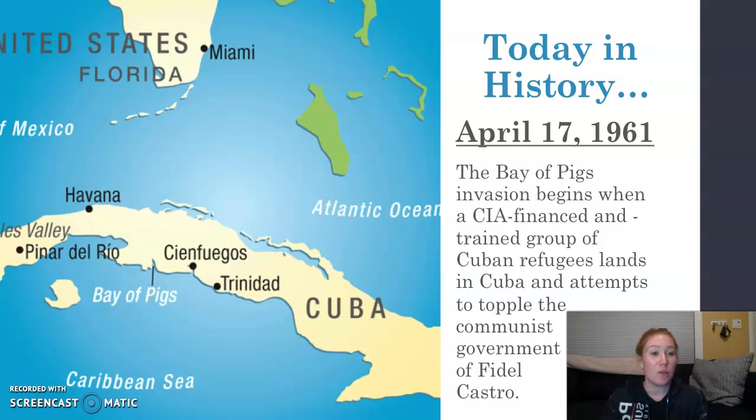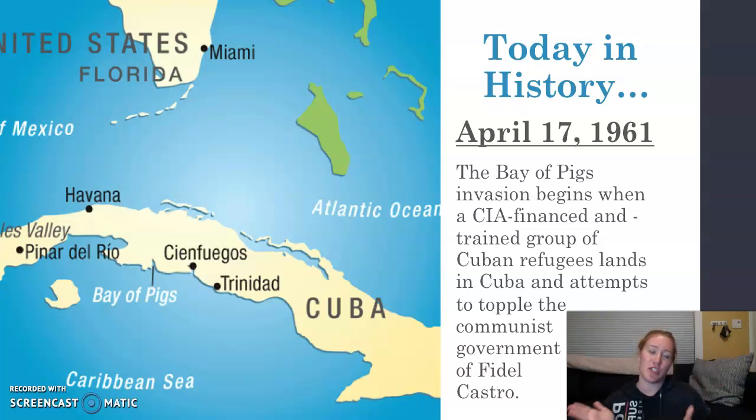April 17th, 1961, the Bay of Pigs invasion begins when a CIA financed and trained group of Cuban refugees lands in Cuba and attempts to topple the communist government of Fidel Castro. All right, so this is right in the middle of the Cold War. The Bay of Pigs invasion was orchestrated by my fave, JFK. Although, unfortunately, as you will learn when we do our Cold War unit, it is a total failure and a complete embarrassment for JFK. It's all right. No one's perfect.